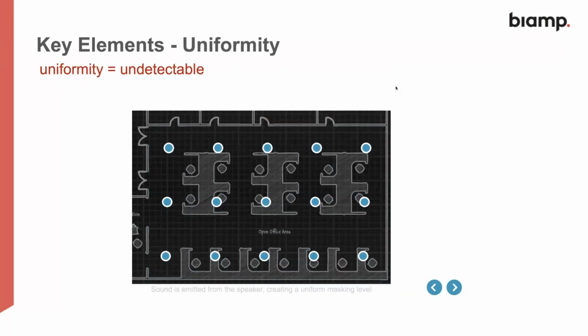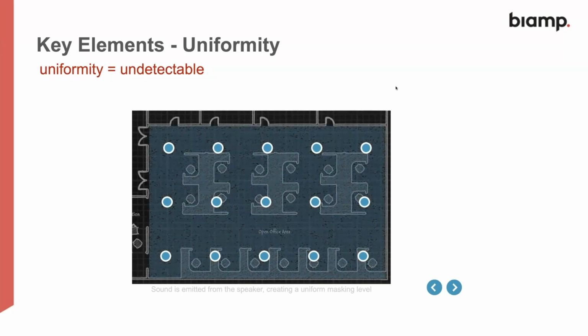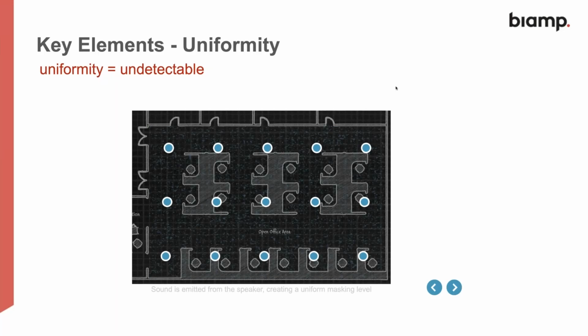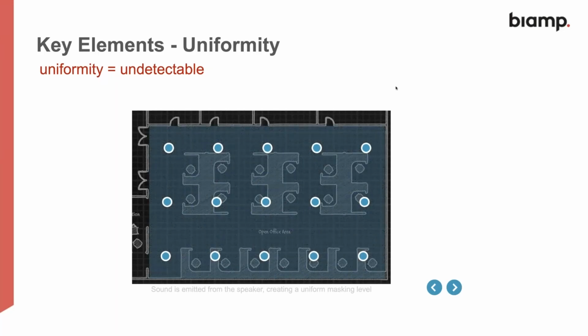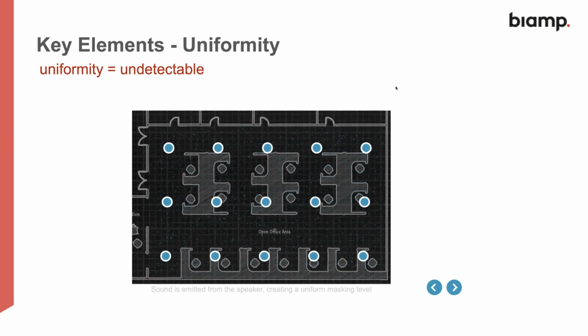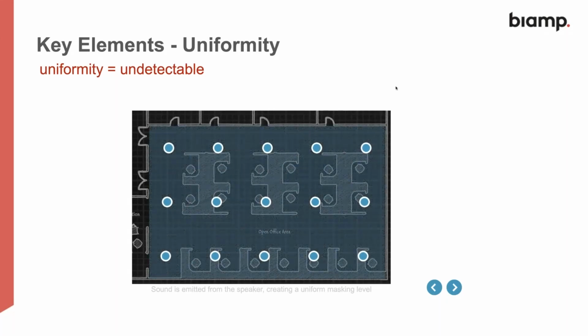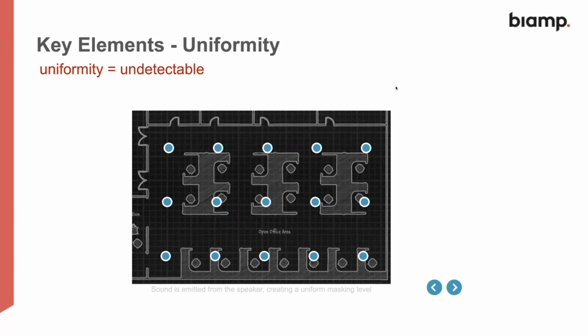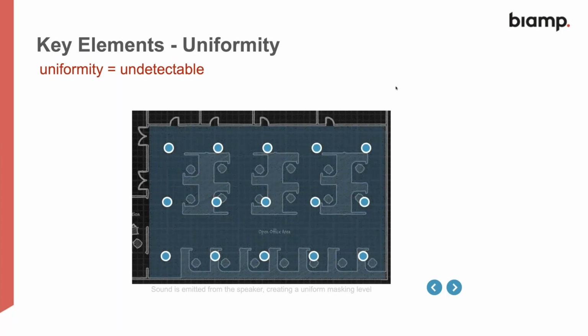The uniformity part of it is really important in my view. If you've got a system which is not uniform, you end up with a problem where you're walking around the office and you can hear the sound masking at different levels, and this is not desirable at all. You have to have a situation where you've got the most uniform sound possible, and this is done by properly tuning the system, which I'll come on to later in the presentation. But I cannot emphasize enough that tuning and commissioning of the system properly is absolutely vital.